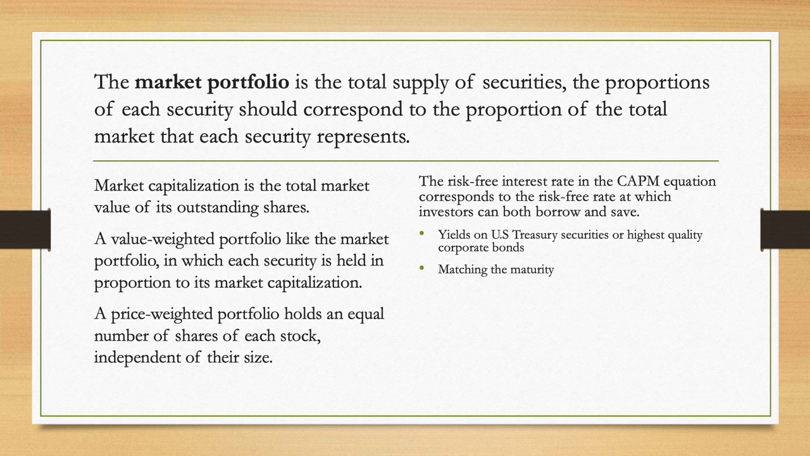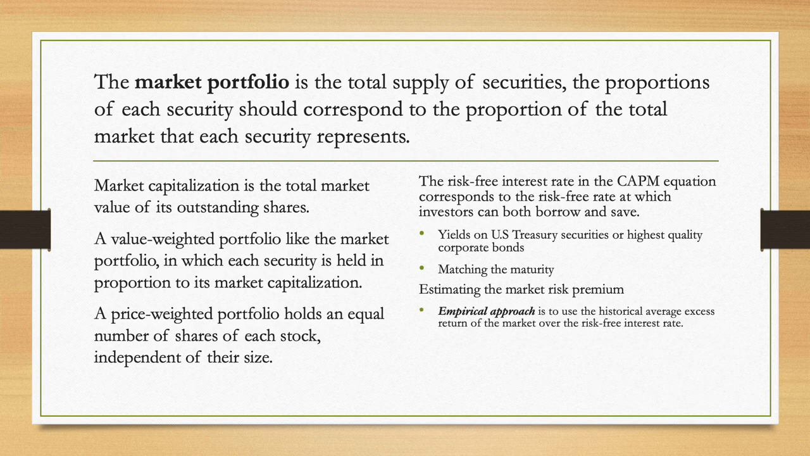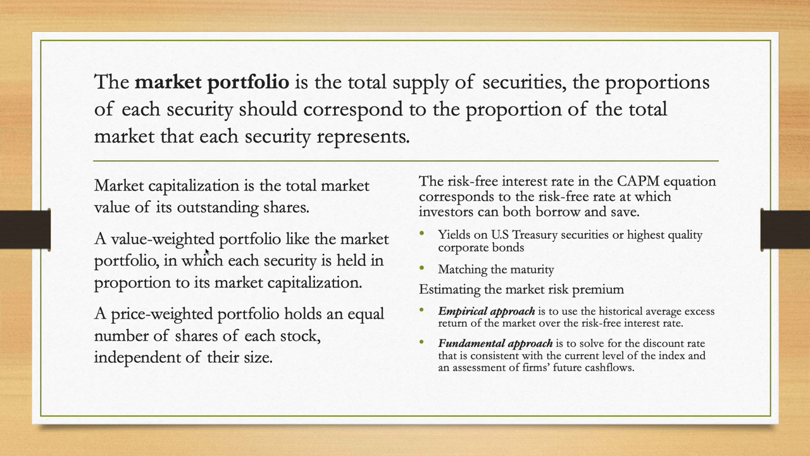After having decided on the risk-free interest rate, the next step is to estimate the market risk premium. There are two approaches for estimating the market risk premium. The empirical approach is to use the historical average excess return of the market over the risk-free interest rate. The fundamental approach is to solve for the discount rate that is consistent with the current level of the index and an assessment of firms' future cash flows.